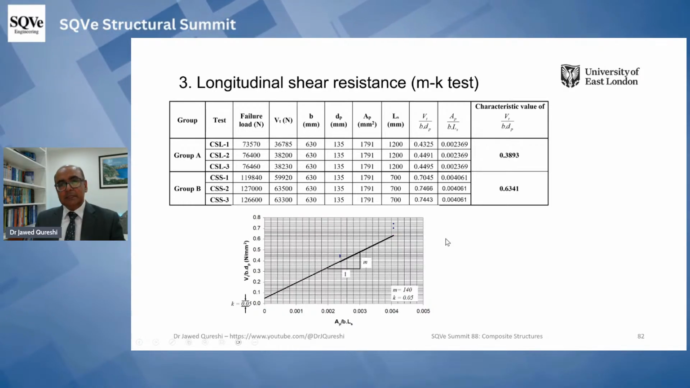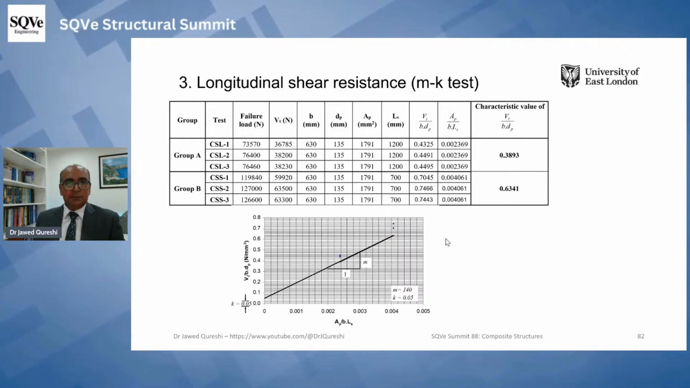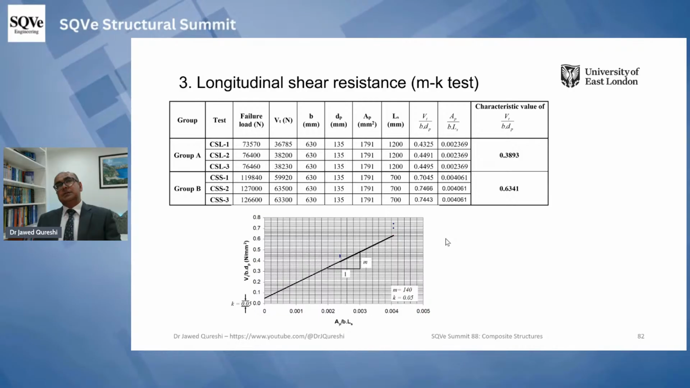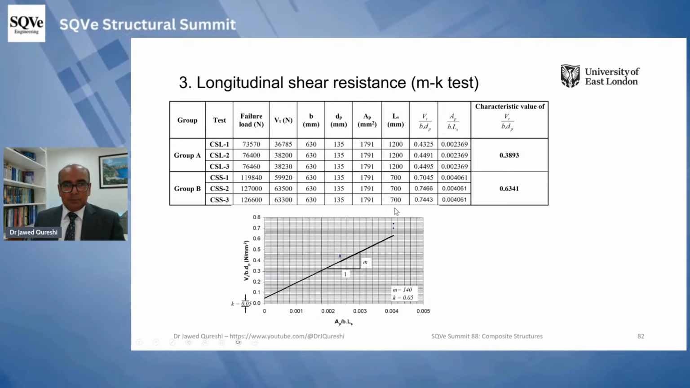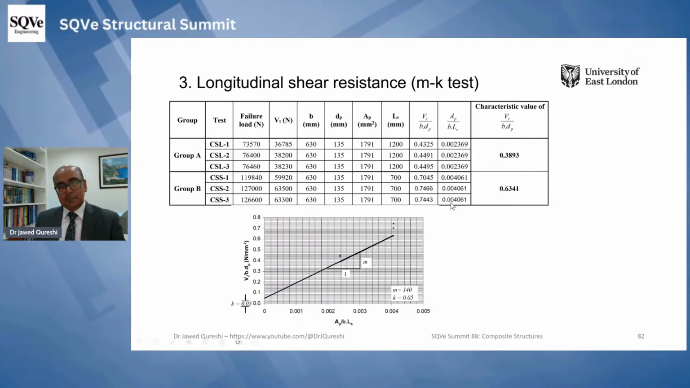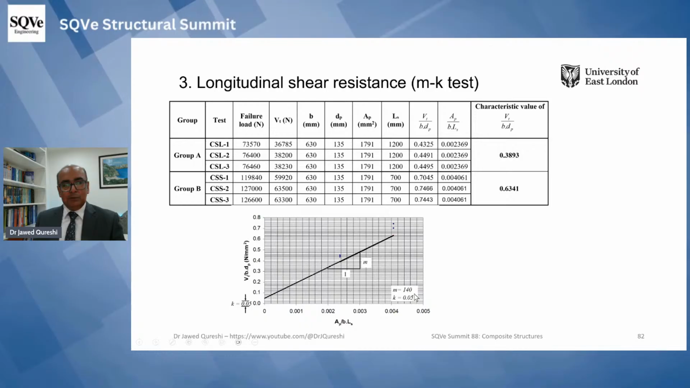The trouble with this method is that every time we produce new sheeting, we will have to carry out this testing. So there's no other method. There's one method, the partial shear method, but most of the time this m-k test is used. But I think in modern design codes, this method will go away. And from here we get value of m as 140 and k as 0.05.